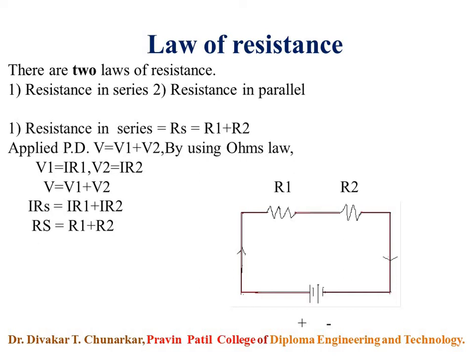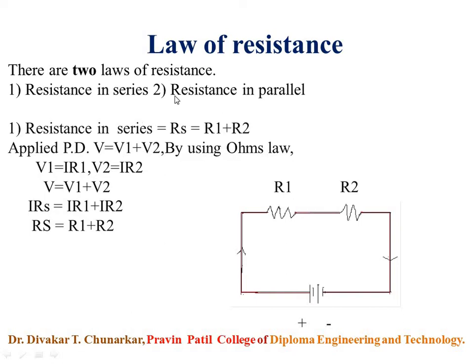Resistance is a property of metal wire which opposes the flow of current. It's called resistance, and resistance is denoted by capital R. Law of resistance is of two types. Number one, resistance in series, and number two, resistance in parallel.